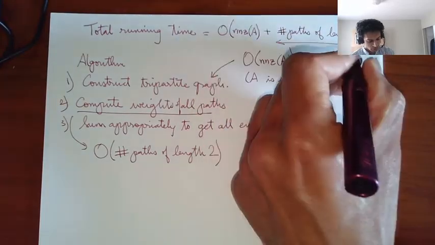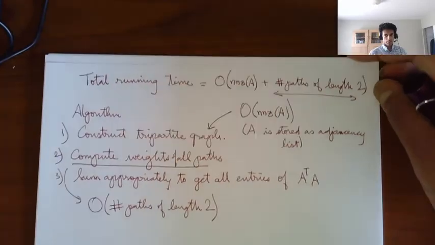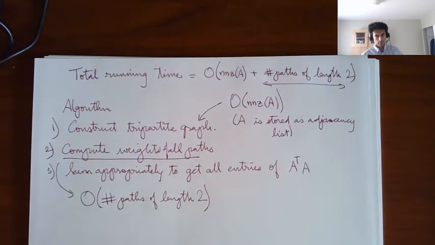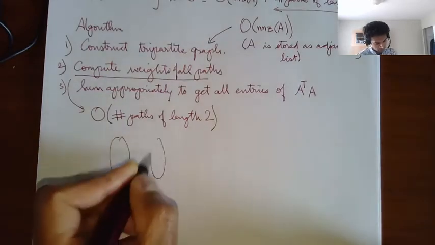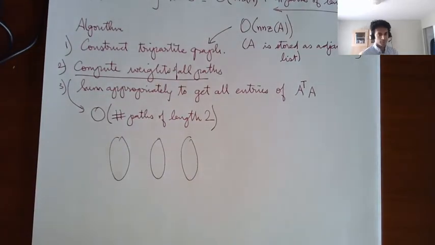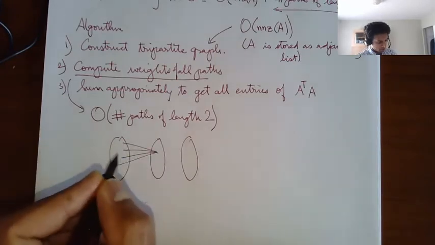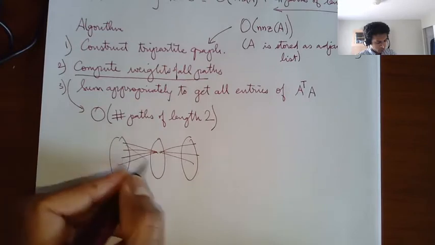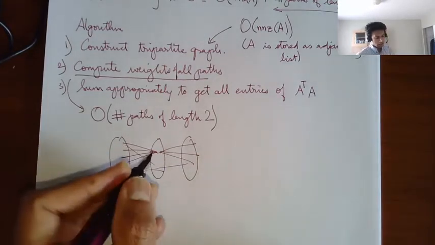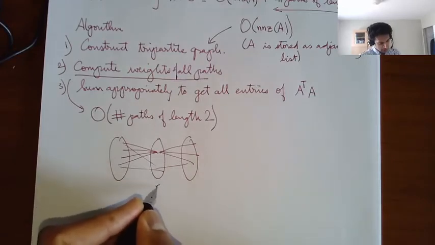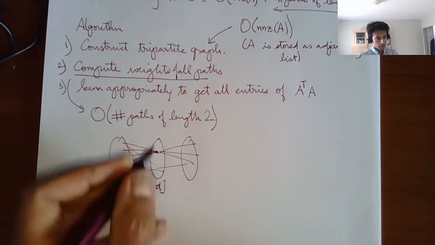Okay, so let's investigate what this quantity is. Let's go back to the matrix now. Let's go back to the tripartite graph. And remember, there are all these paths that are going through the graph. Now let me look at every vertex in the middle.